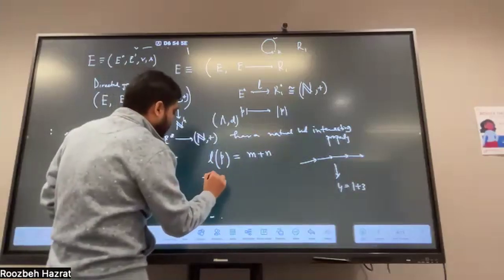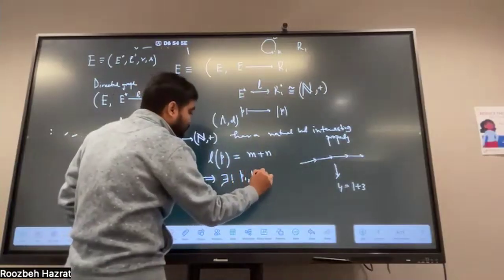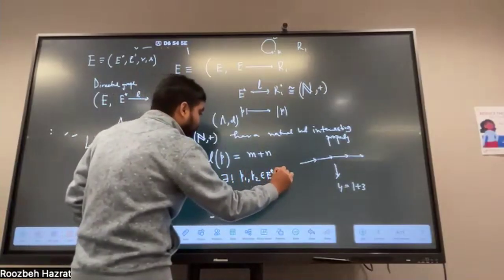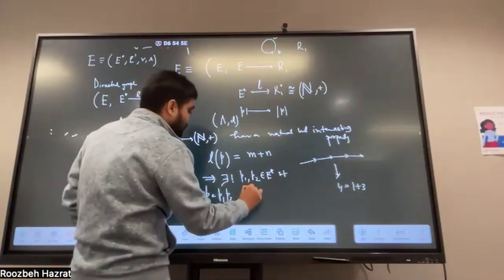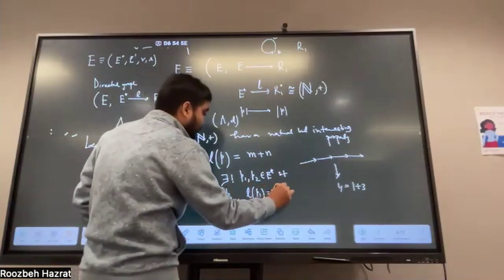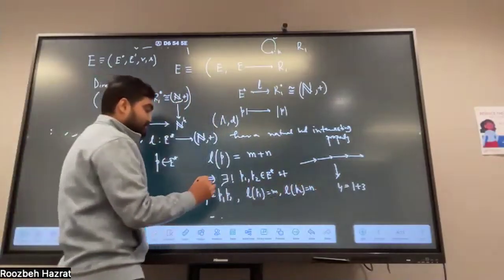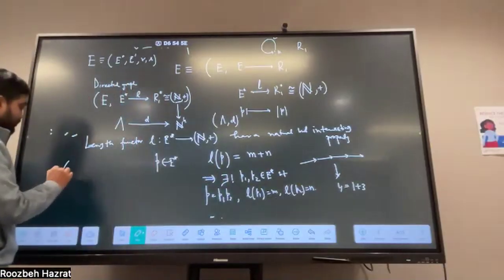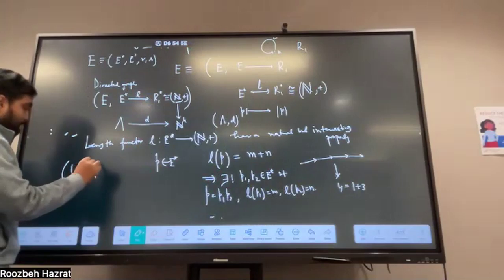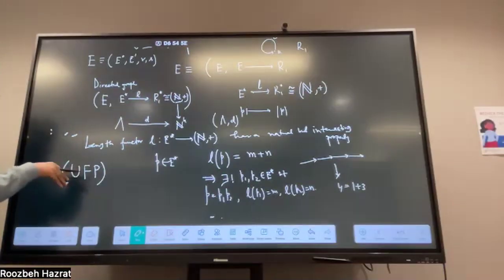So that implies there exist unique paths P1, P2 in E star, such that P is P1 P2, the length of P1 is m, and the length of P2 is n. And you can obviously do that in a unique way. So this is something we call the unique factorization property. And let me just tell you that it is a very restrictive property. You cannot always find this in arbitrary examples.